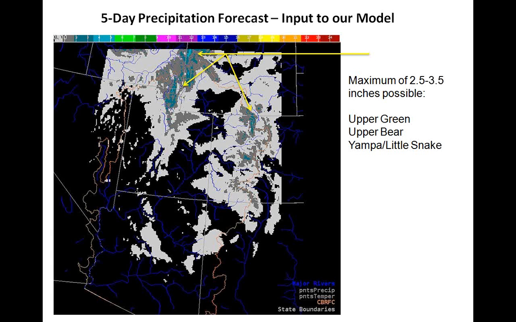Over the next 5 days, we may see 2 to 3.5 inches of precipitation. Those would be the maximum amounts over these areas. That's at least what we're putting in our model right now. But precipitation has returned to the area, and that's at least a positive thing. It's probably going to be focused a little bit more in the northern areas than from, I would say, the Upper Colorado River on down.